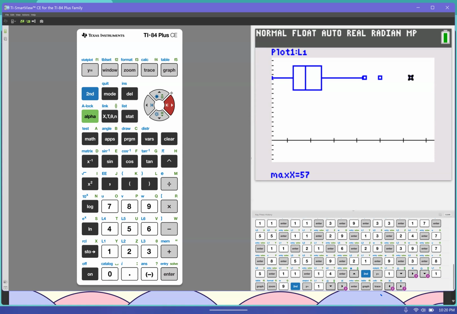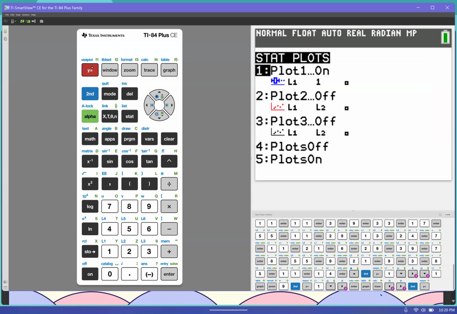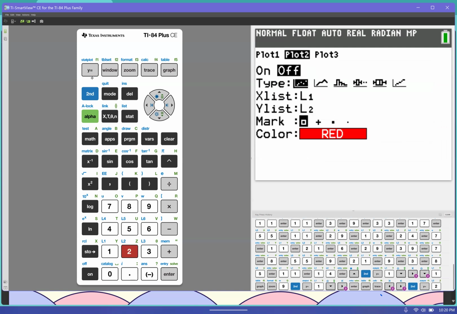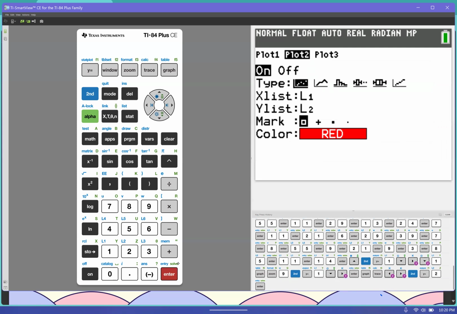Now we'll go back here, go to second stat plot, so second y equals, and we're going to put number 2 for plot number 2. We're going to make sure this is turned on, and again select the box plot with the outliers option, and make our X list. This time it's going to be L2, so remember second, then you put the number 2, and that will put L2 for you there.